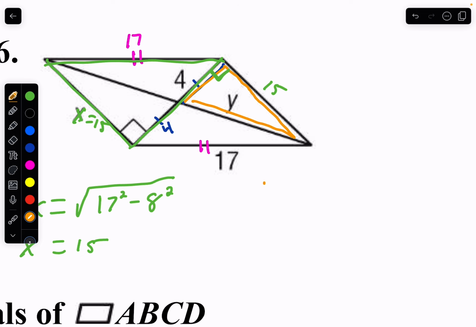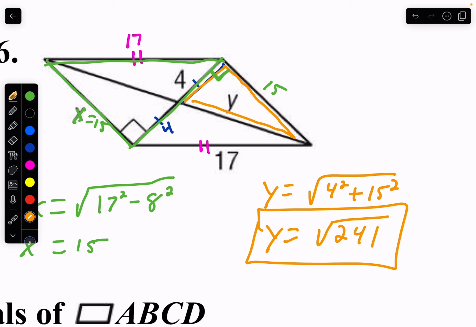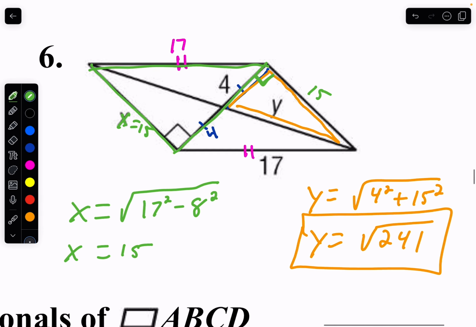I say y, which happens to be the hypotenuse this time, is going to be the square root of 4 squared added to 15 squared. And then y equals the square root of 241, and I don't think that one simplifies more. And just like that, you have found x and y for this problem.